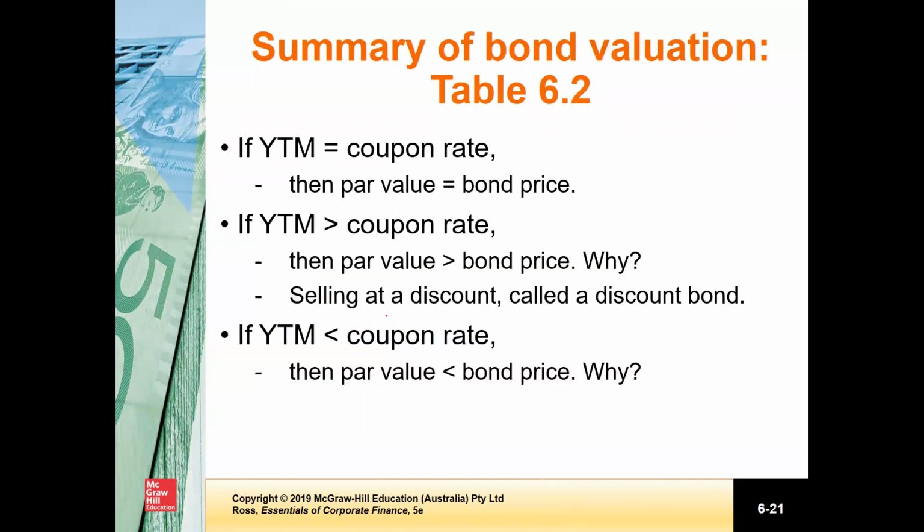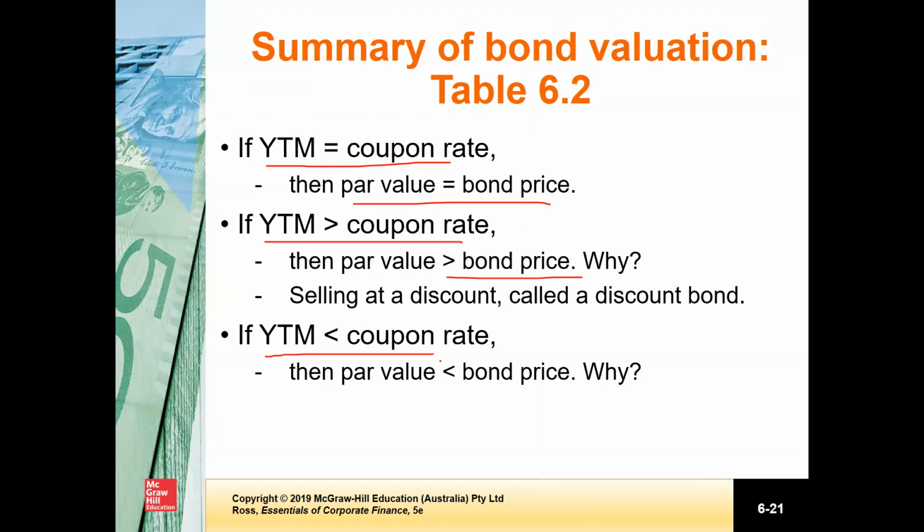I already discussed this point that when YTM and coupon rate are the same, the bond will be issued at its par value, so par value and the bond price will be the same. When YTM is greater than the coupon rate, then the par value will be greater than the bond price. That means the bond will be issued at a discount, because since your required rate of return is higher, you must be able to buy the bond at a discounted price so that you can earn your required rate of return.